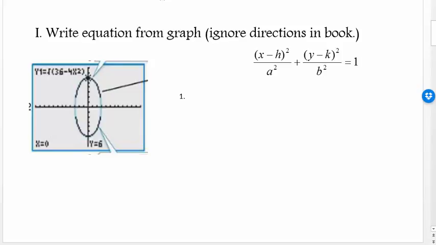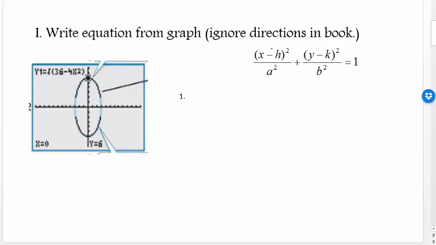Now you're going to look at pictures in your book and you're going to ignore those directions in the book, but you're going to look at the equation on the graph and we're going to write the equation. You're going to look at the figure on the graph and write the equation for it. Now notice it's an ellipse. It is elongated along the y-axis.